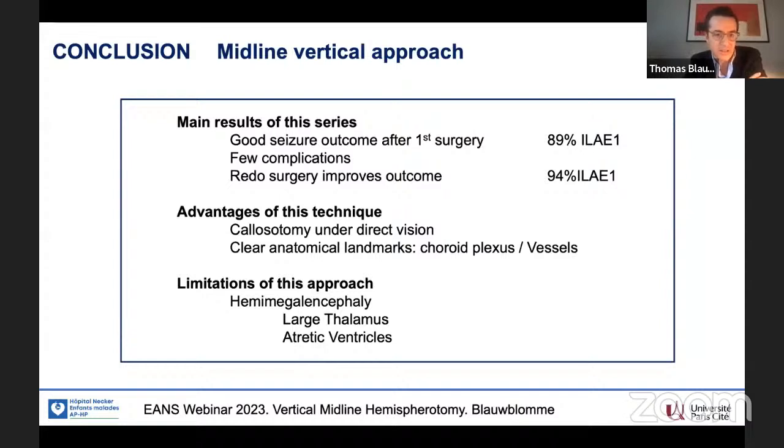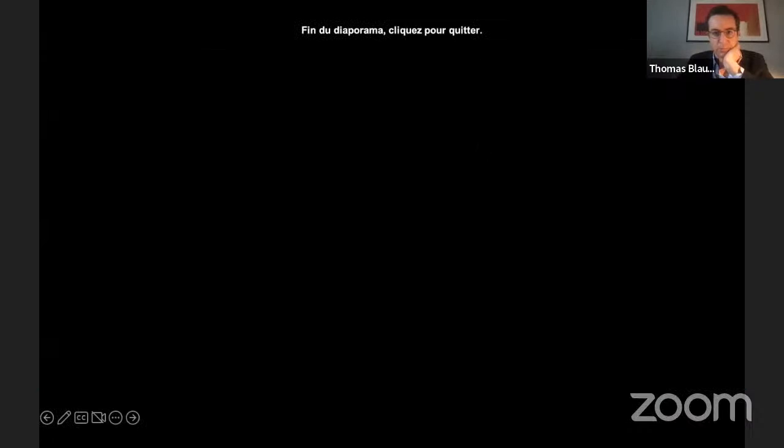I think the advantage of this technique is the callosotomy under direct vision, and that you have very clear anatomical landmarks, the choroid plexus and the vessels. Clearly, there are limitations of this approach for very complicated hemimegalencephalic cases: atretic ventricle, large thalamus. In this case, you need to consider other types of approach with at least some kind of resection of the superior frontal sulcus, or a combined approach, parasagittal and lateral, for example, not to be too dogmatic. So I thank you for your attention, and it's time for questions.